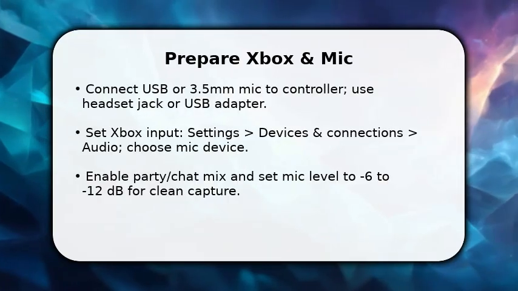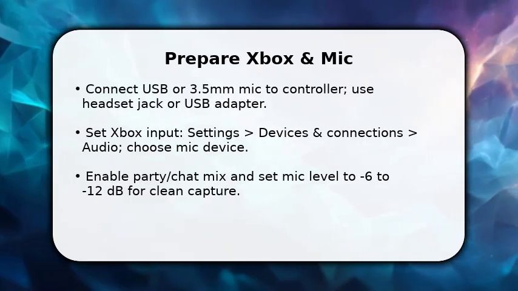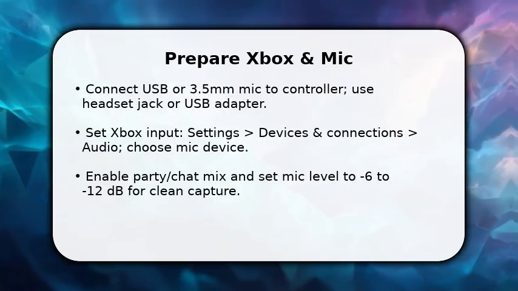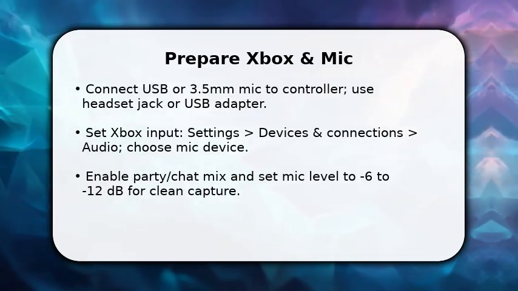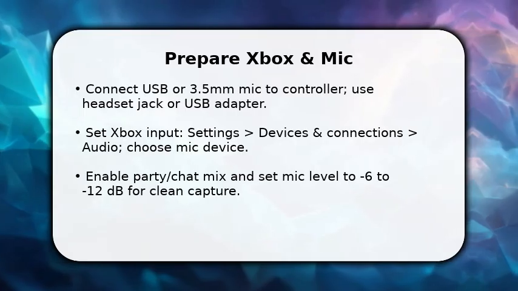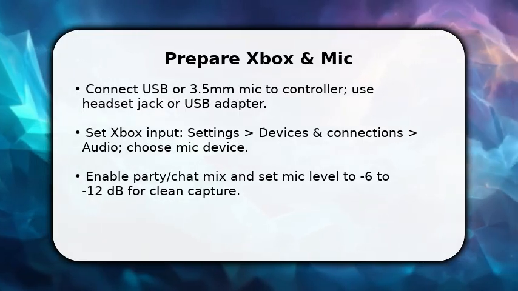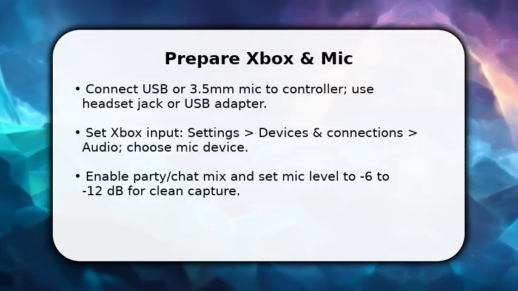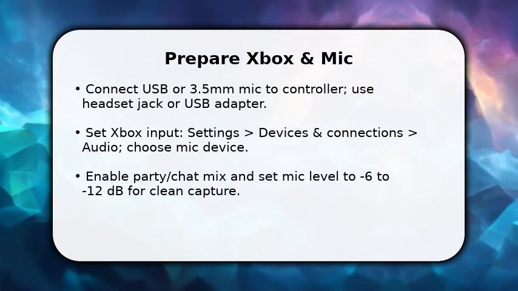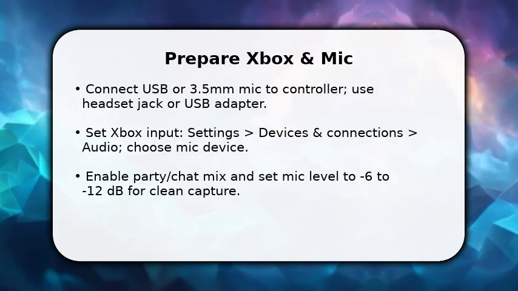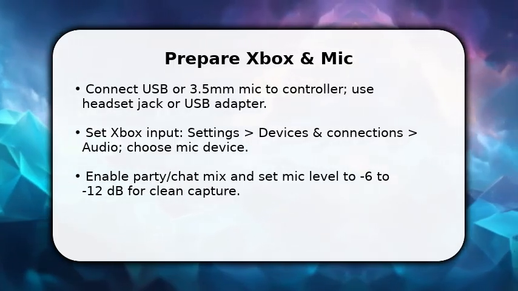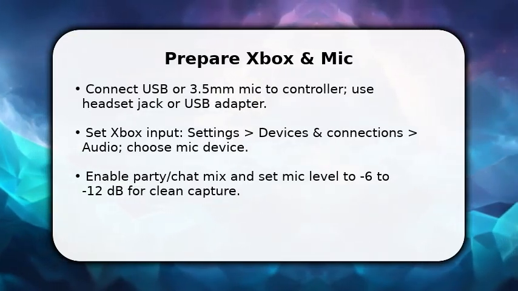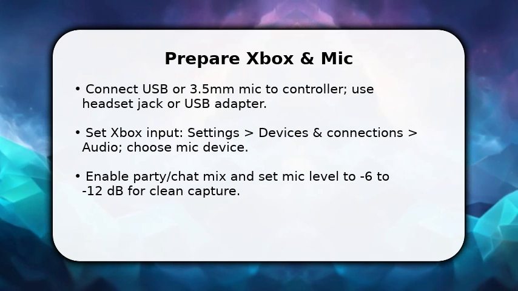You're starting the capture now. Plug your USB mic or headset into the controller or console, then open Settings, Devices and Connections, Audio to select the mic. Once done, set the chat/party mix so game audio and voice balance correctly. This prevents clipping and keeps voice audible. Also adjust mic monitoring and lower mic level to around -6 to -12 dB to avoid peaking. These first steps let your Xbox accept clear, recordable voice input before you capture footage.